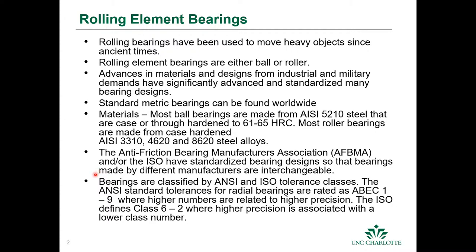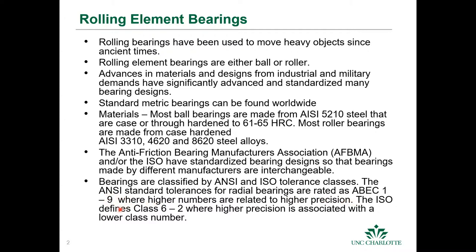Bearings are classified according to their precision or their tolerances. In the U.S., we have the ANSI standard, and that goes from ABEC 1 to 9, where higher numbers are related to higher precision. So an ABEC 9 would be a more expensive, more precise bearing.